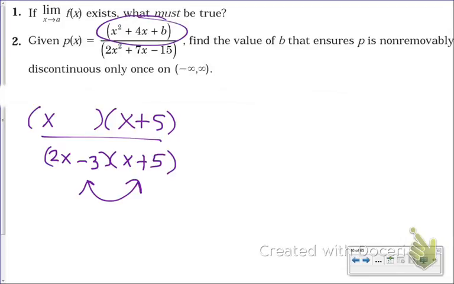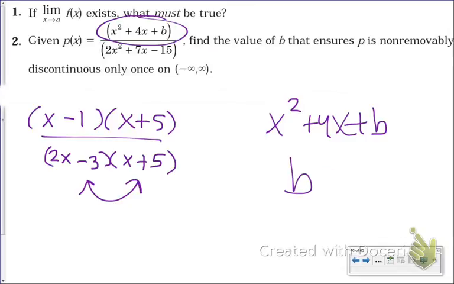What would make something there, plus this would make that equal something? So x squared plus 4x plus b. Yes. So minus 1 would make that equal 4. Awesome. Good. And then b would equal negative 5.